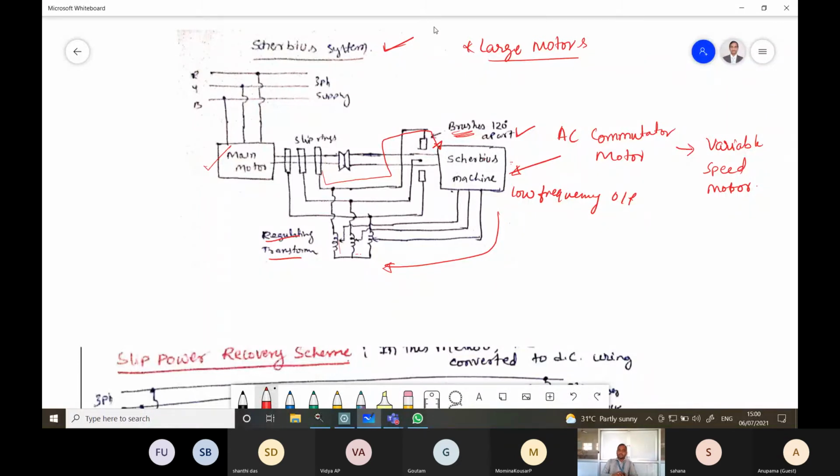So the last one is the slip power recovery system.